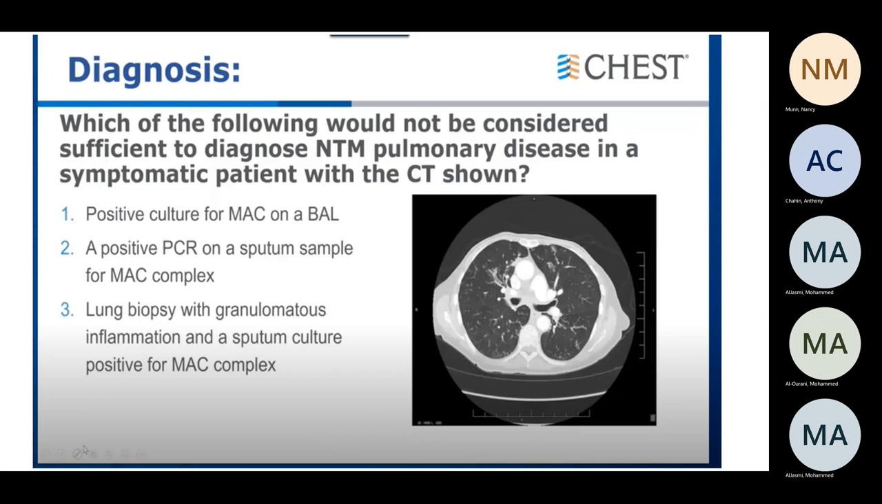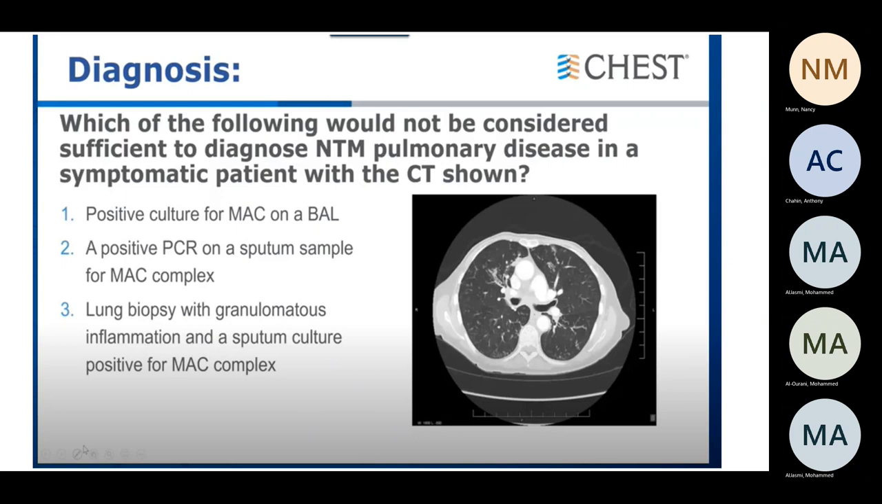Multiple options: the PCR positive sample for MAC complex; lung biopsy with granulomatous inflammation; and sputum culture positive for MAC complex. Which would not be considered? And this is a tricky question. I think there have to be some changes made on the guidelines, but going with the guidelines as of 2020, this is the question.